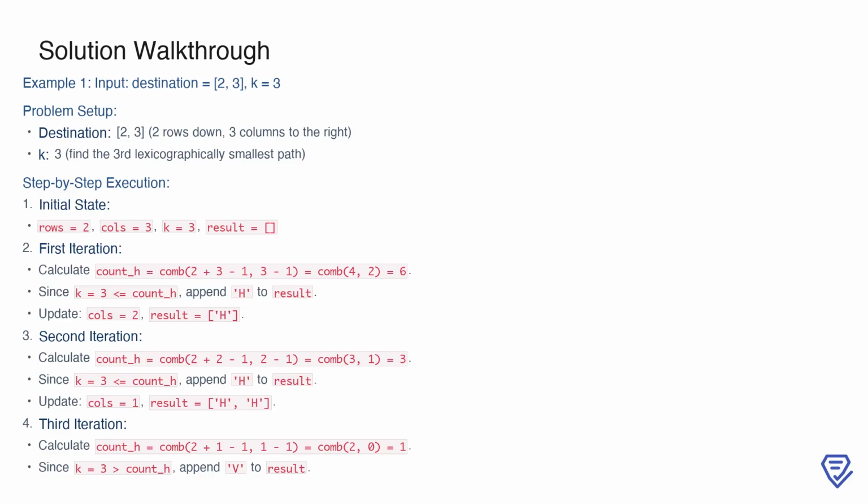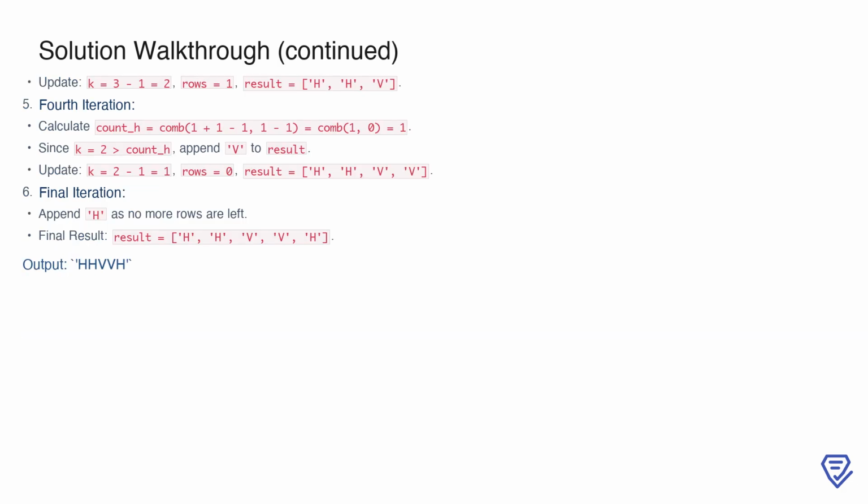This time, k is greater than count_h, so we append v instead, signaling a move downward. After appending v, we update k to 2 by subtracting count_h, reduce the rows to 1, and continue with the result now as hhv. For the fourth iteration, we calculate count_h for the updated state as comb(1, 0), which equals 1. Here, k is greater than count_h, so we append another v to the result, reduce the rows to 0, and update k to 1. In the final iteration, since there are no rows left, we append h to complete the path.